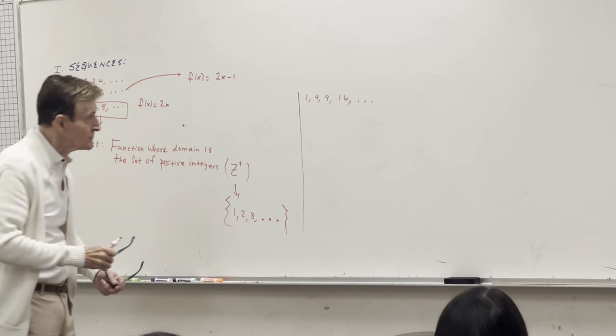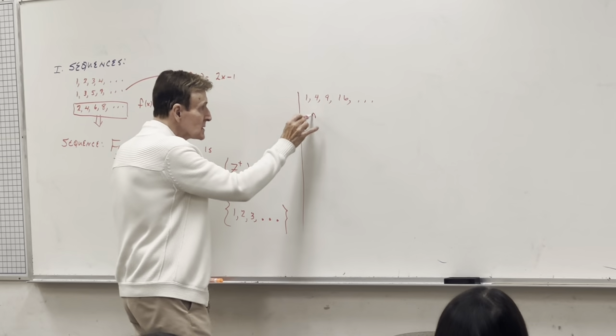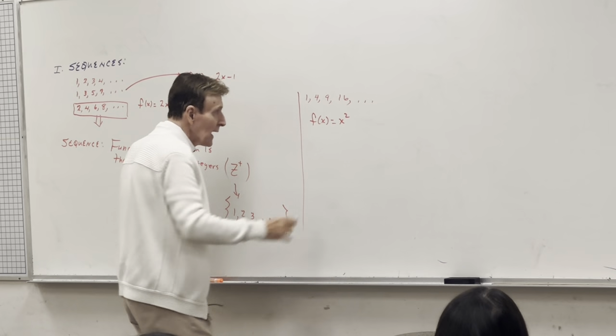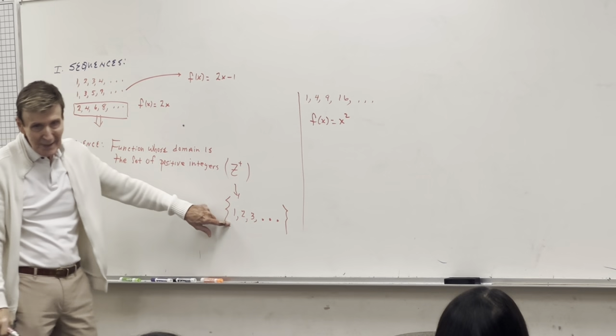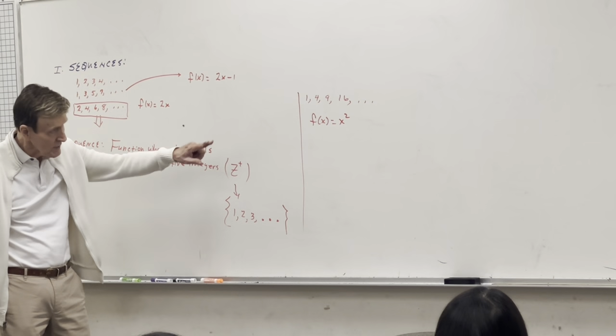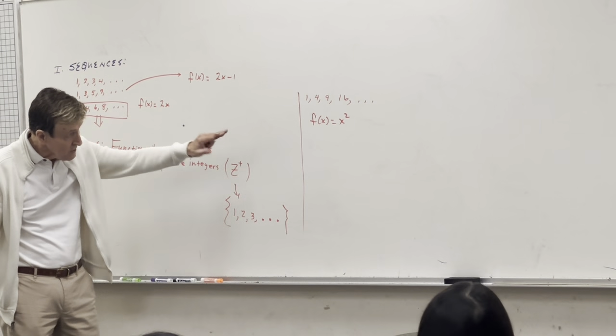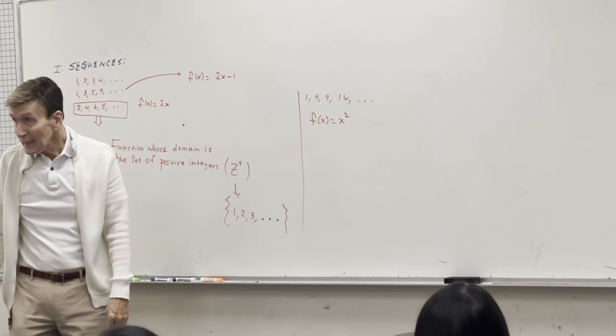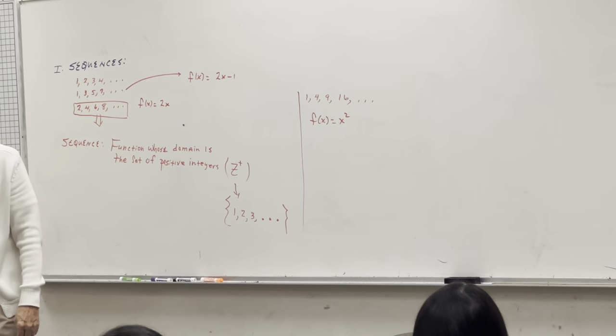Yes? X squared. Look at that. F of x equals x squared. And for a check, replace x by 1 first, always. You get 1 squared, 1. Put a 2 in there, 2 squared is 4. Put a 3 in there, 9. That's it. That's the function.